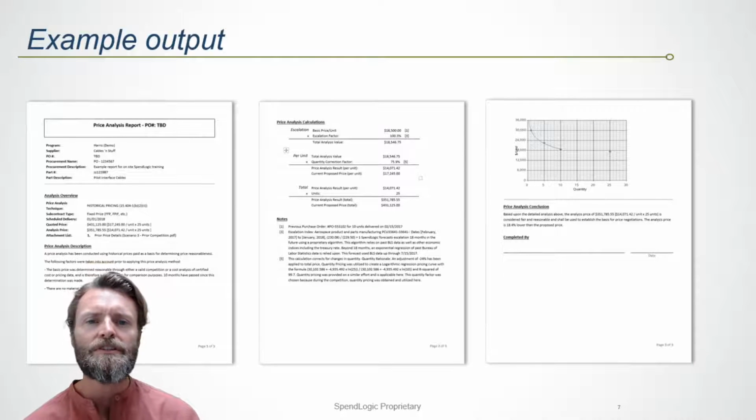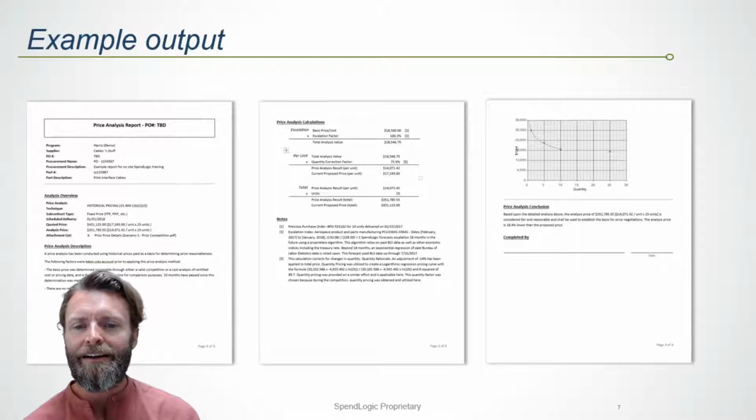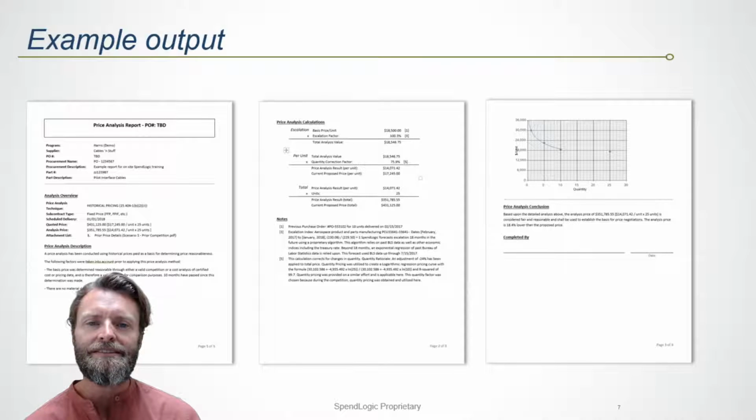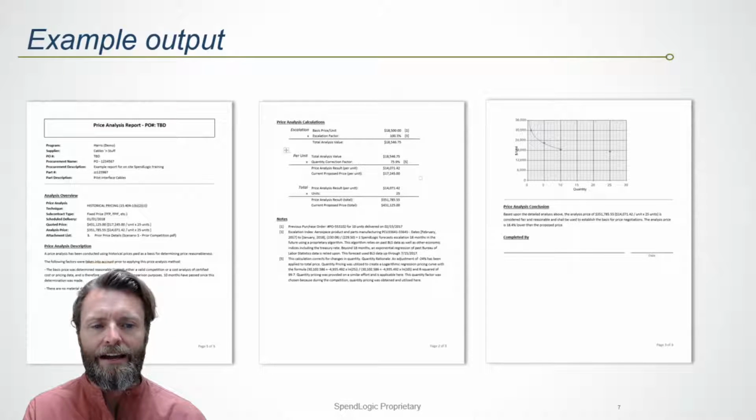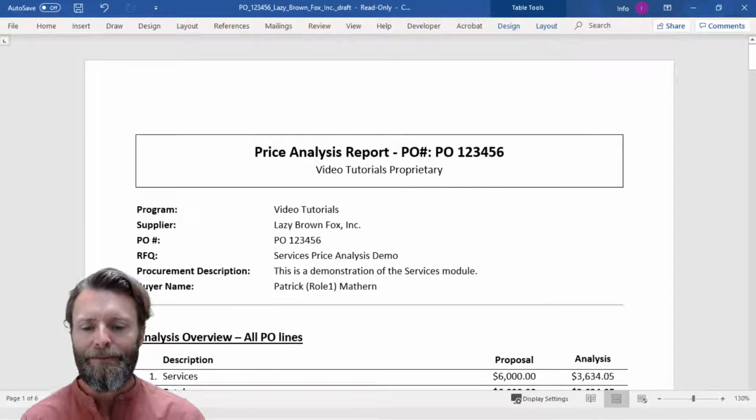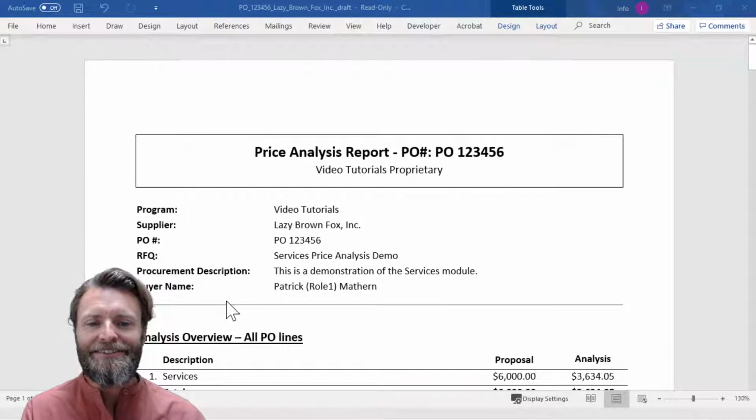So the first spot I want to go to is an example of the output. What you see on the screen behind me is a historical price analysis. This is actually for an item, not for a service. You can see that it's got some graphs and some calculations. Let me get into an actual services analysis. Where did it go here? There we go. So here's our example services analysis.